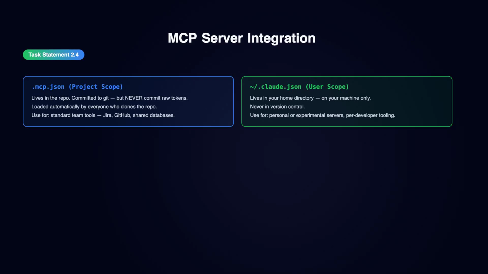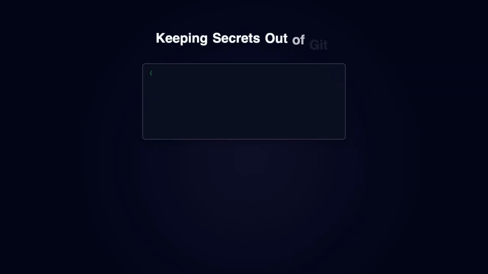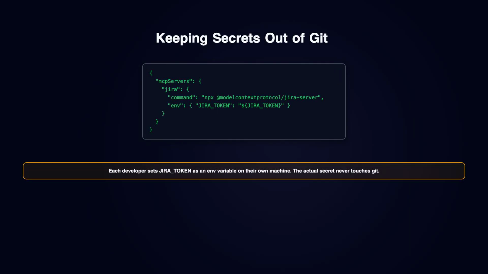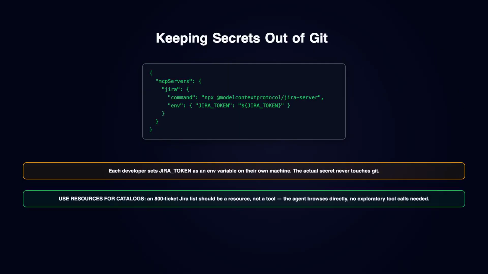~/.claude.json in your home directory is user scope. It lives on your machine only and is never committed. Use it for personal or experimental servers. For secrets, like API tokens, never put the actual value in .mcp.json. Instead, write ${JIRA_TOKEN} in the config, and each developer sets that environment variable on their own machine. The config can be safely committed, and the secret never touches Git.